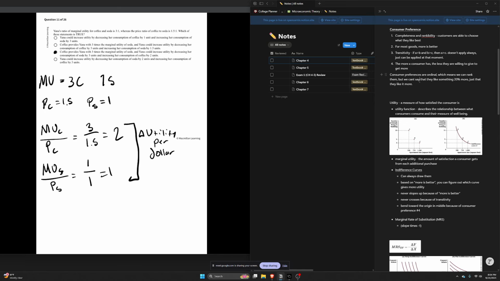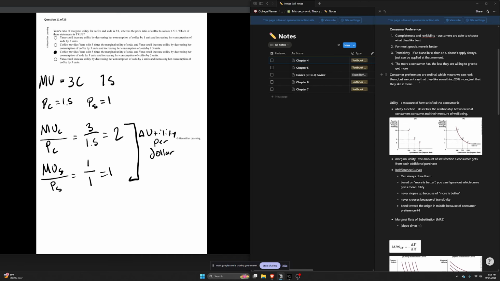All right. This one's a little wacky. I'm still having trouble understanding exactly how this works, but I'll explain my thought process. Anyways, Yana's ratio of marginal utility for coffee and soda is 3 to 1, whereas the price ratio of coffee to soda is 1.5 to 1. Which of these statements is true?